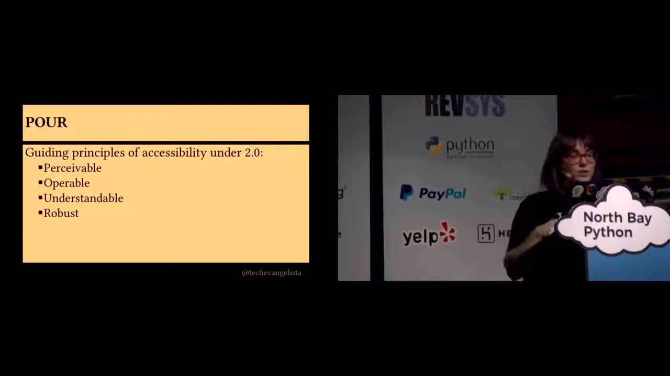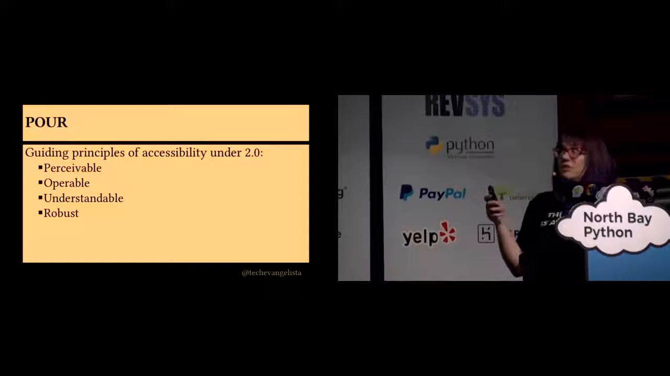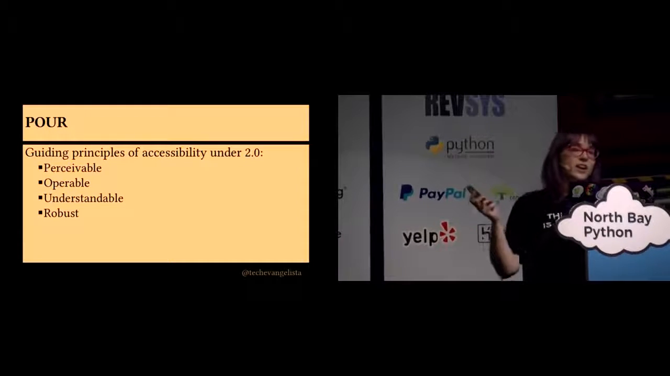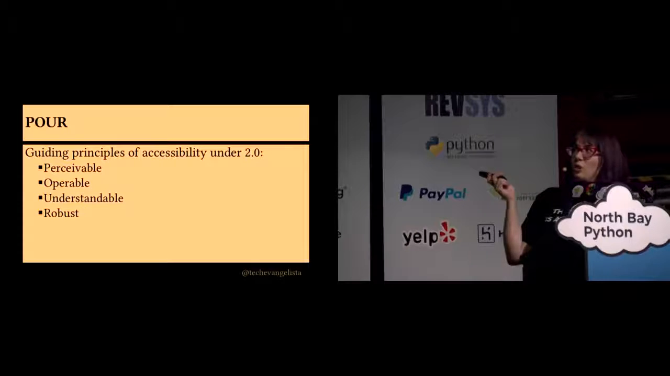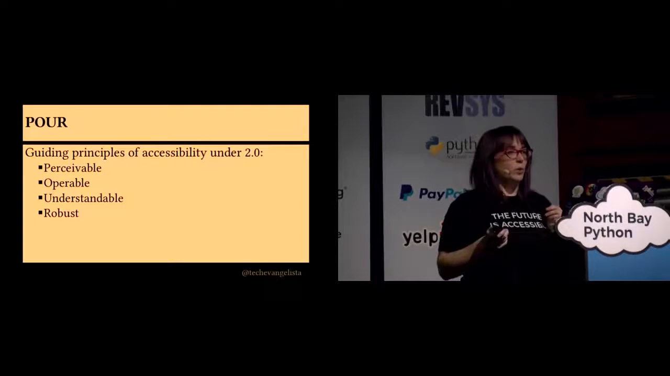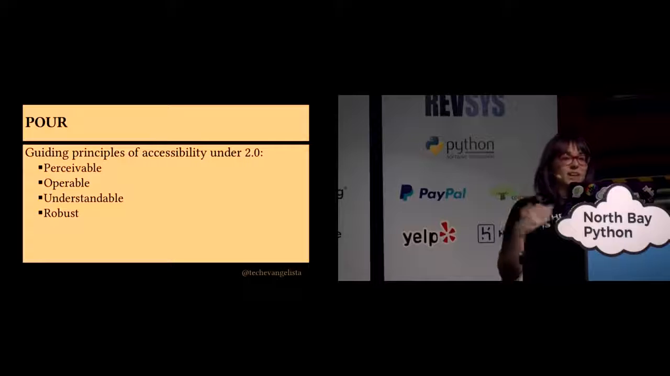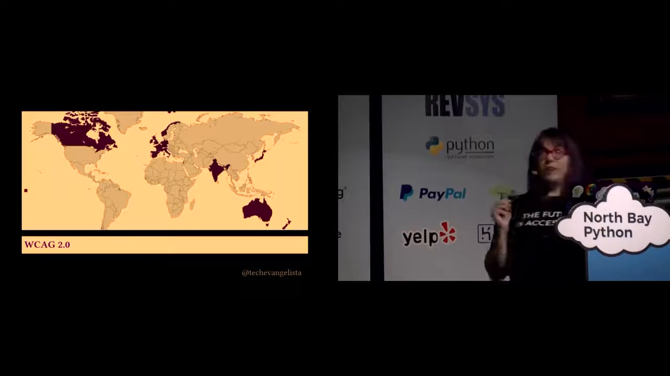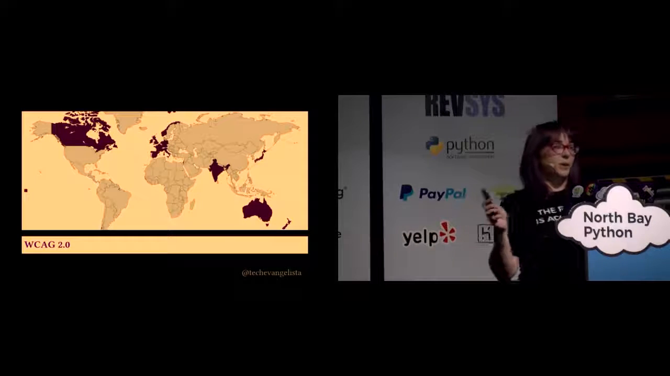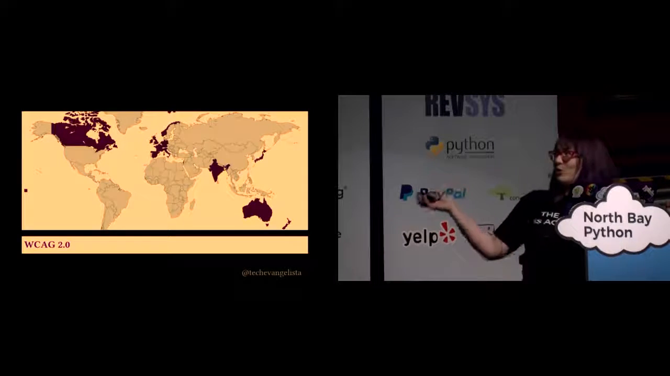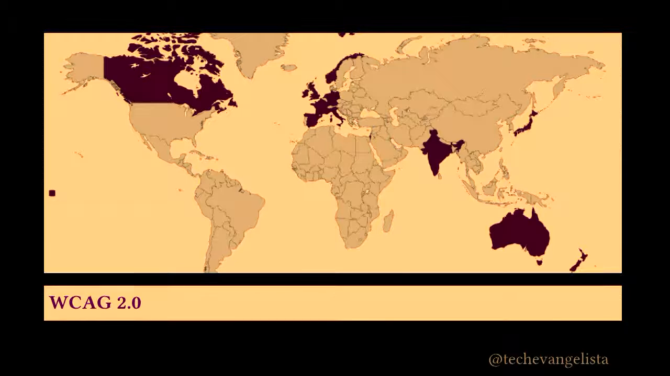WCAG 2.0, which is the current version, has guiding principles in this weird acronym, POUR: they should be perceivable, operable, understandable, and robust. What both of those statements mean is just that people should be able to use the web and get a good experience out of the web and be able to interact in the ways that other people can. WCAG 2.0 is currently adopted by many countries: Australia, Japan, Germany, others.